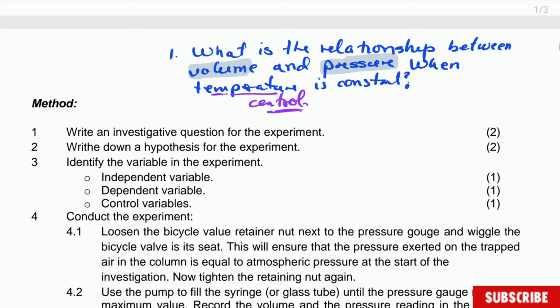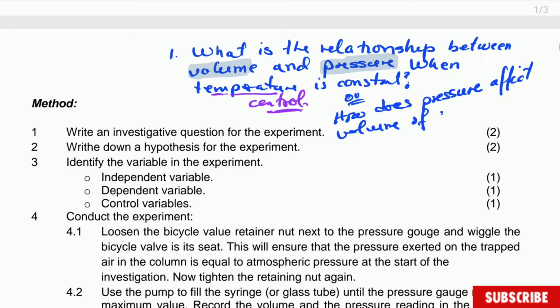Or there is another option. You can say, how does pressure affect volume of a gas at constant temperature? You cannot say yes or no. So those are two options of writing an investigative question.